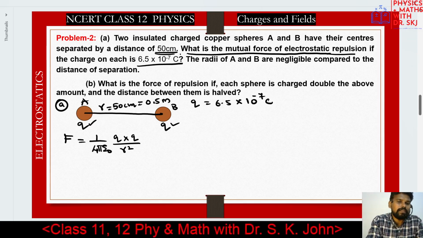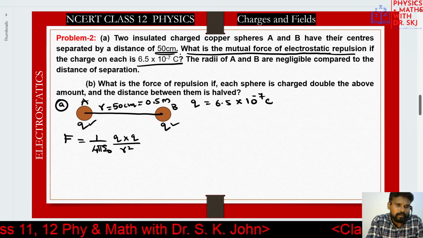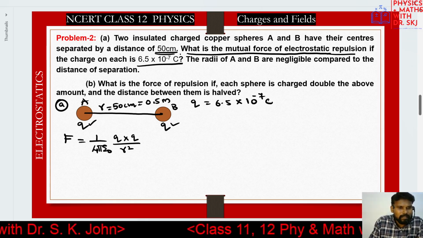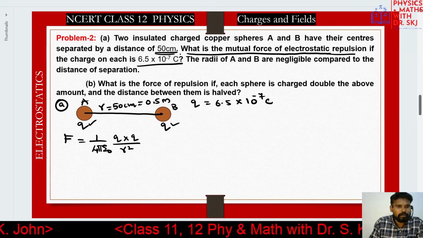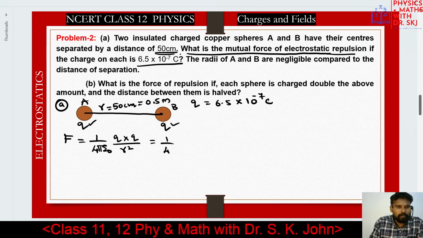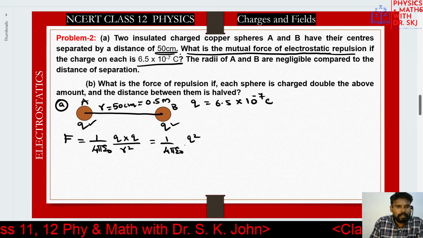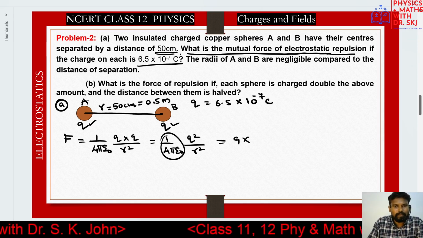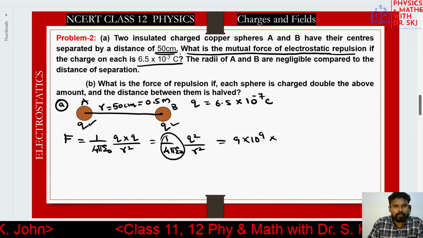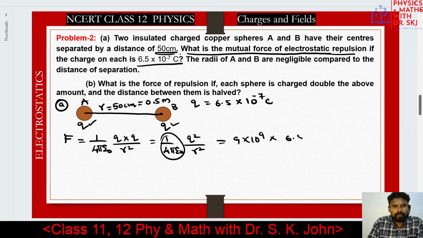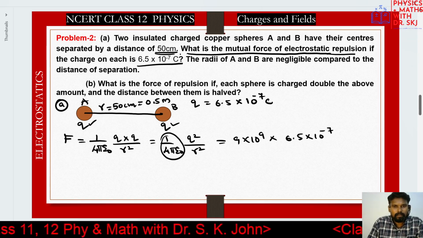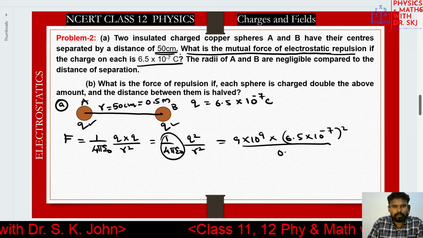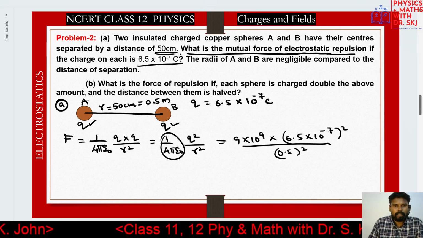If you have not watched the previous video about Coulomb's law, go and watch that video first, then come to these problems. So the magnitude is 1 by 4 pi epsilon 0 q square by r square. We can calculate this. 1 by 4 pi epsilon 0 is 9 into 10 raised to 9 times q square. Q square is 6.5 into 10 raised to minus 7, the whole square, divided by r square. R square means 0.5 square.